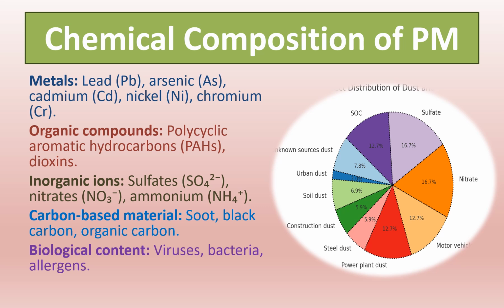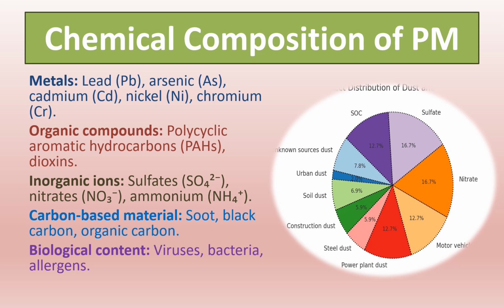Particulate matter, PM, is made up of a variety of chemical components, and understanding these is key to understanding its environmental and health impacts. PM includes metals like lead, arsenic, cadmium, nickel, and chromium, all of which can be harmful to human health. Organic compounds such as polycyclic aromatic hydrocarbons and dioxins are also found in PM, often originating from combustion processes. Inorganic ions like sulfates, nitrates, and ammonium contribute to the particulate load, affecting air quality and climate.